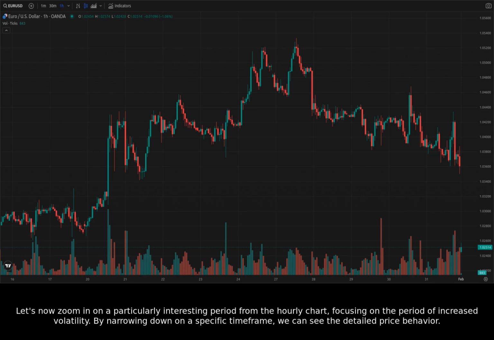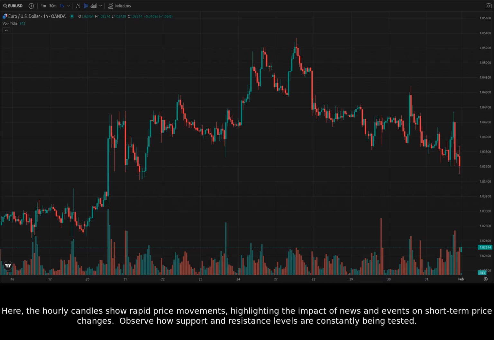Let's now zoom in on a particularly interesting period from the hourly chart, focusing on the period of increased volatility. By narrowing down on a specific time frame, we can see the detailed price behavior. Here, the hourly candles show rapid price movements, highlighting the impact of news and events on short-term price changes. Observe how support and resistance levels are constantly being tested.